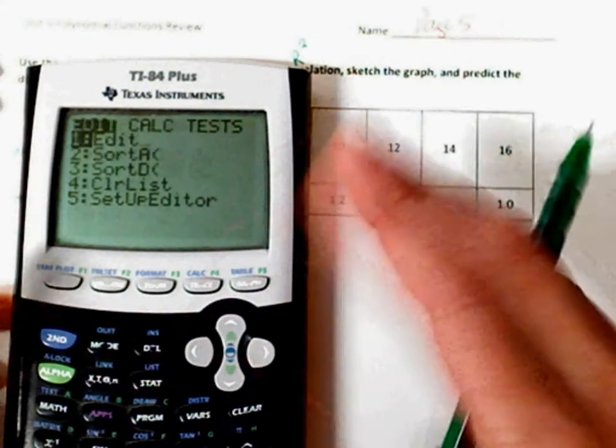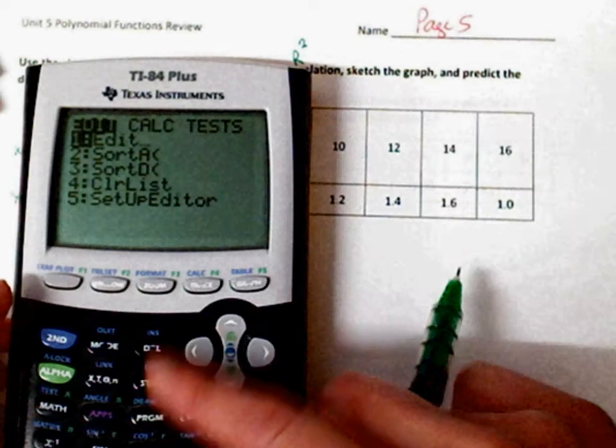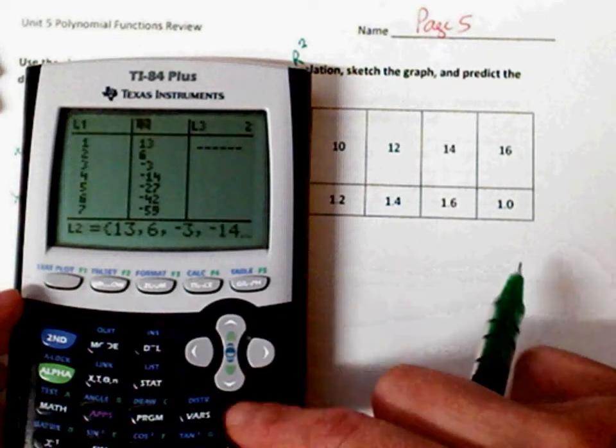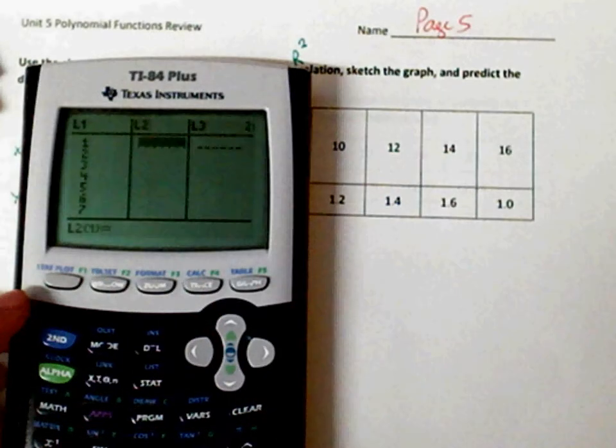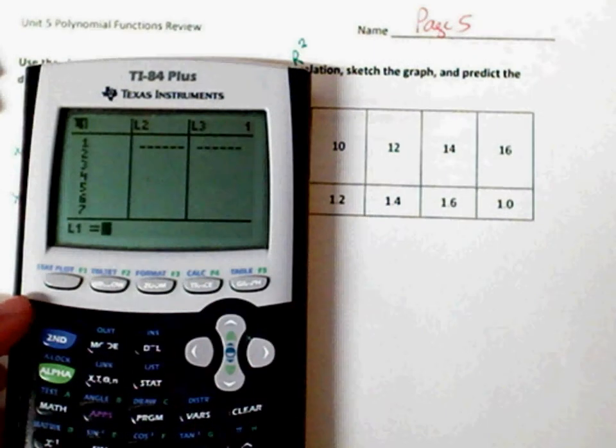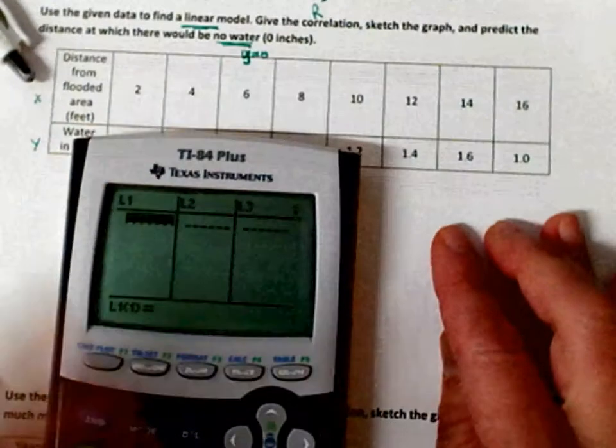All right, now let's enter our data. Hit stat, go to edit. I'm going to clear information. If you highlight the label and hit clear, it will clear it for you. And push enter.